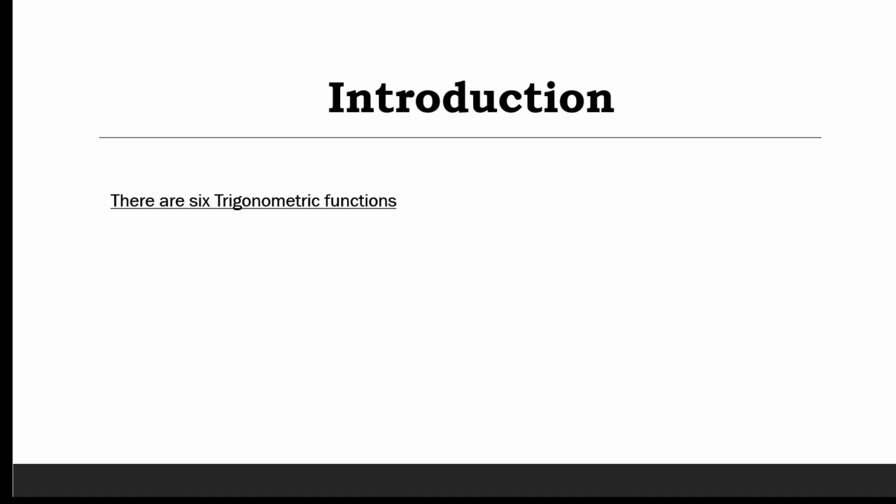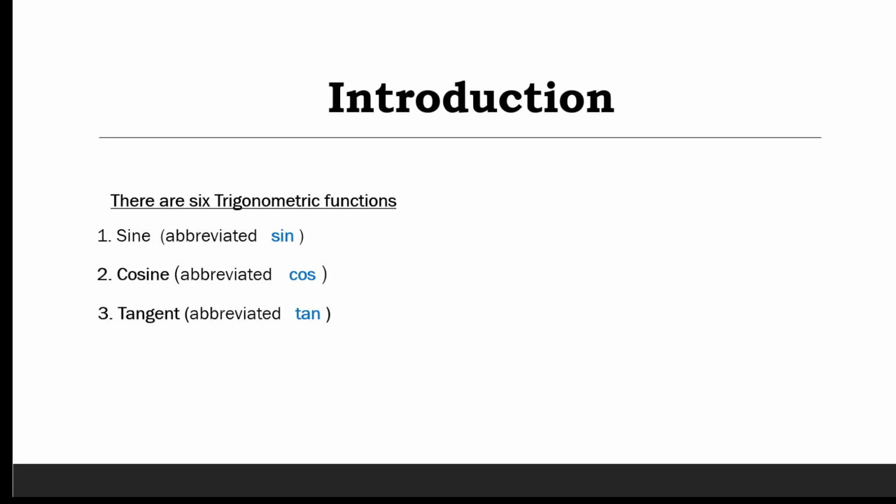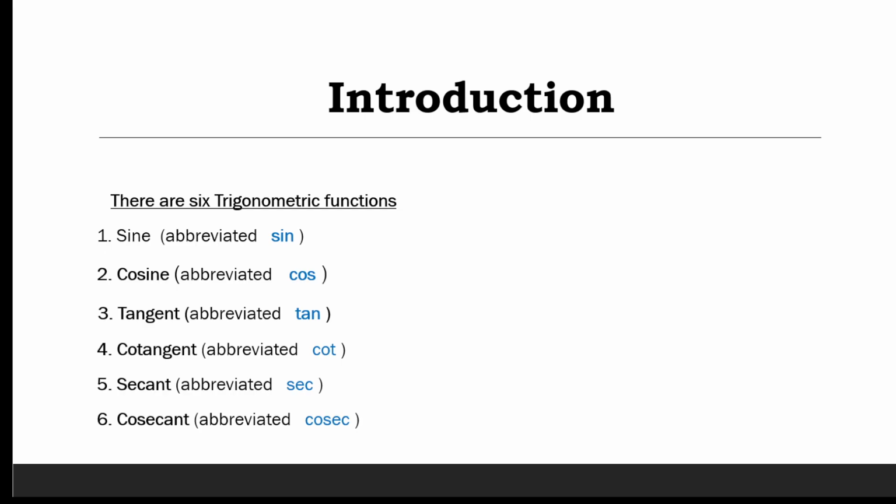There are 6 trigonometric functions. The first one is sine, abbreviated sin, which is also pronounced sine. Cosine, abbreviated cos. Then we have tangent. Then we have cotangent. Then secant. And lastly, the cosecant.